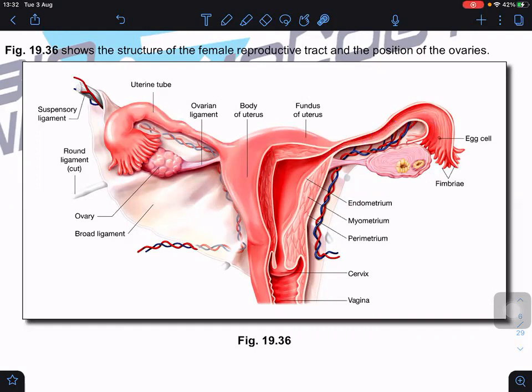So where does oogenesis take place? Oogenesis actually takes place inside the ovary, so a pair of ovaries here. When ovulation takes place, the egg cell will be released. This egg cell is also known as the secondary oocyte.